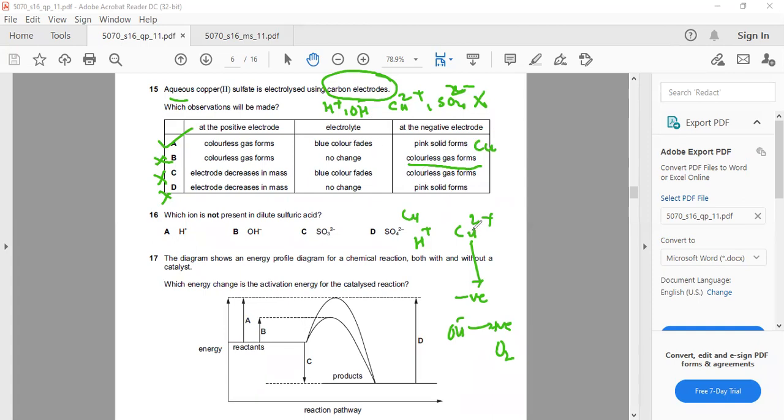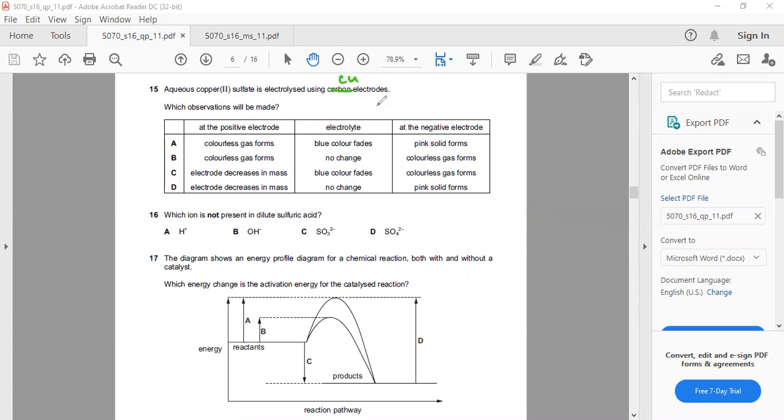Blue color fades because the copper ion from the solution is discharged at the negative electrode, which is why the blue color fades. And if it were a copper electrode, the scenario would be different. When the anode dissolves, in that case, when a copper electrode is there, D would be the answer. Electrode decreases in mass, anode dissolves, electrolyte no change, and for the negative electrode, pink solid deposit. The negative electrode always has the same behavior, whether it is a copper electrode or an inert electrode.